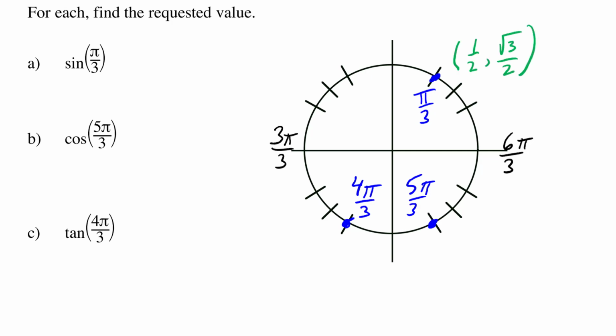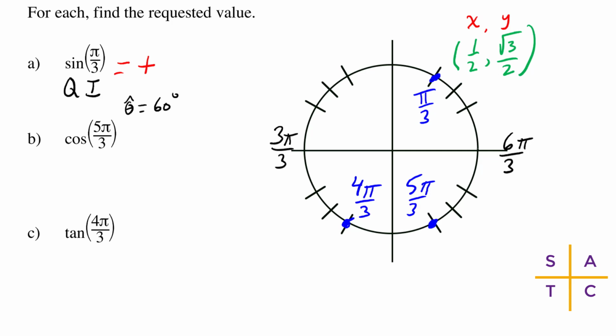So we'll be using the 60-degree mark where x is 1/2 and y is square root of 3 over 2. And for the sine, pi over 3 is in quadrant 1, and so that's just the y value. It is positive at 60 degrees, positive square root of 3 over 2.